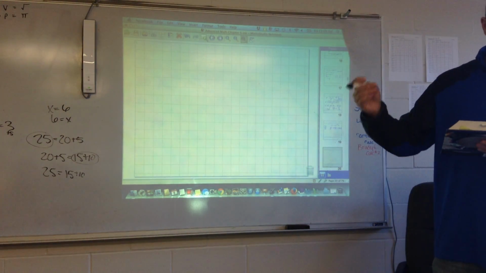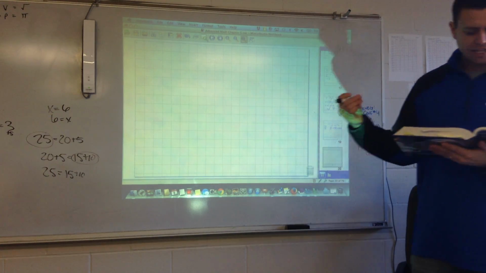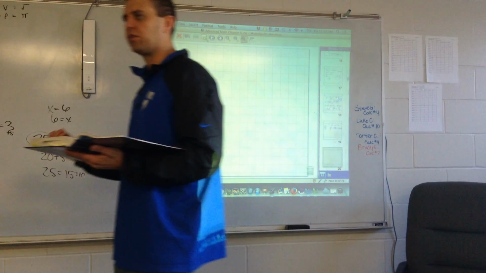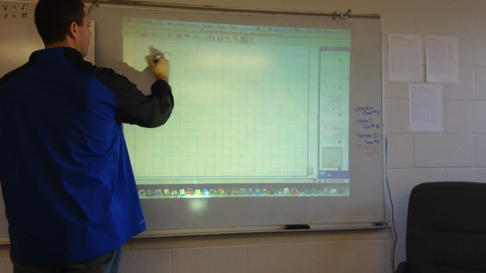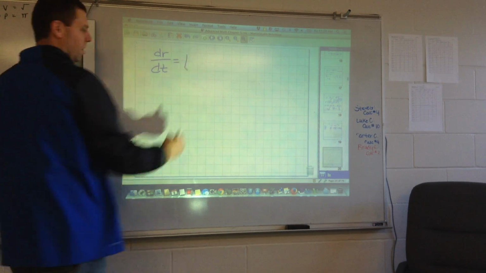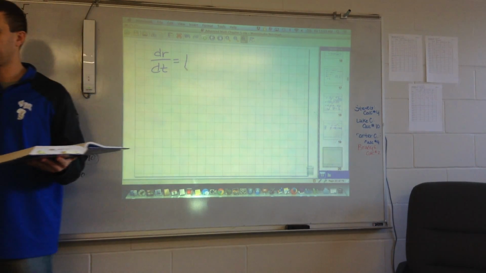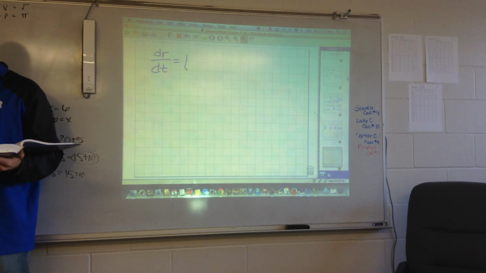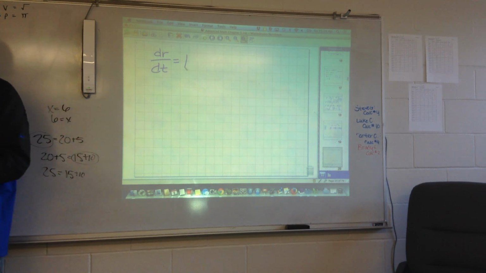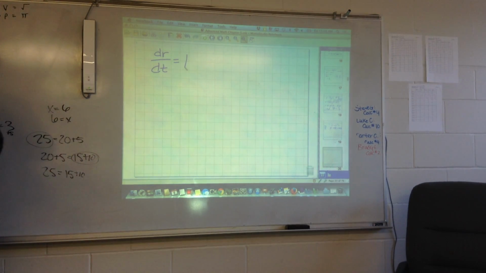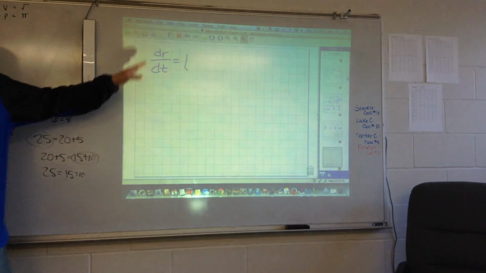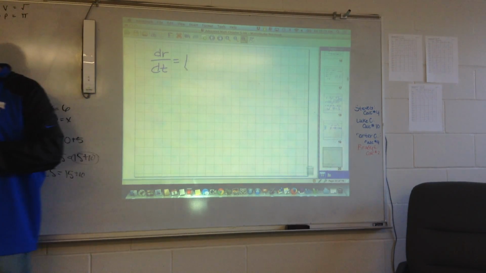When they tell you the radius is increasing at a constant rate of 1 foot per second, they are giving you the value of dr dt. I know that dr dt is going to equal 1. Why do I know that? They're telling you the rate at which the radius is changing. So they've told me that dr dt is equal to 1, meaning the radius is increasing at a constant rate, or dr dt is always going to be 1 foot per second.